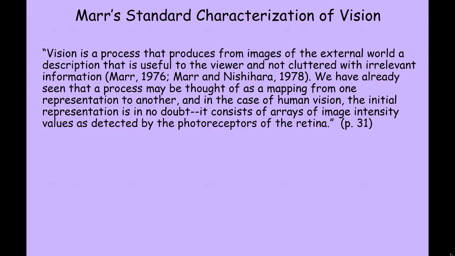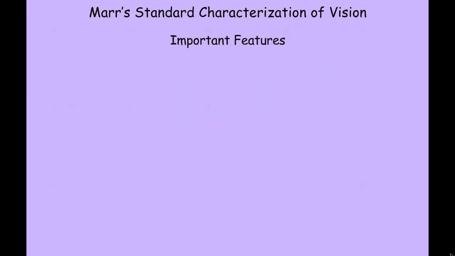We have already seen that a process may be thought of as a mapping from one representation to another. And in the case of human vision, the initial representation is in no doubt. It consists of arrays of image intensity values as detected by the photoreceptors of the retina. So what picture of vision emerges from this? Well, there are a number of important features in Marr's characterization of vision. And this was a pretty standard way of understanding vision, I think, for the most part. Anyway. So vision is going to operate on a single data set, reflectance patterns in the back of my eye.